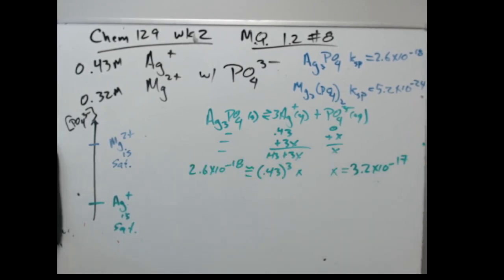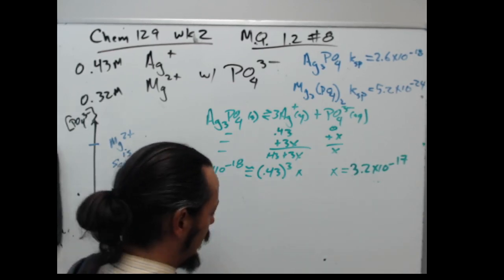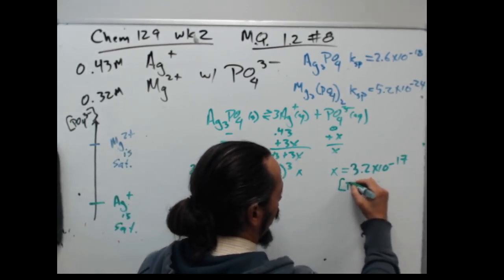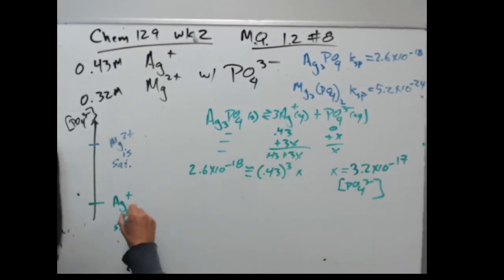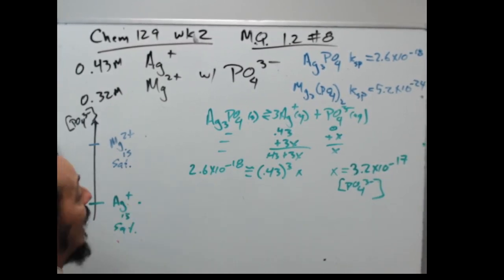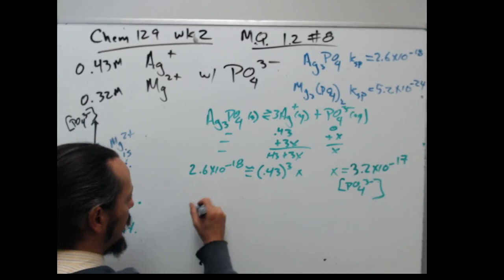And now I'm just going to do it in my head. I'm going to do x divided by initial concentration, which is 0.43. So 3.2 times 10 to the minus 17, I'm not even going to say that number of zeros, divided by 0.43. That's going to be way smaller than, something on the order of 10 to the minus 16. That's going to be really small. So that is my phosphate concentration, that's my phosphate concentration to hit this saturation point for silver. I did the same calculation for magnesium.